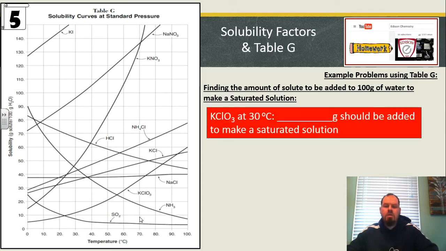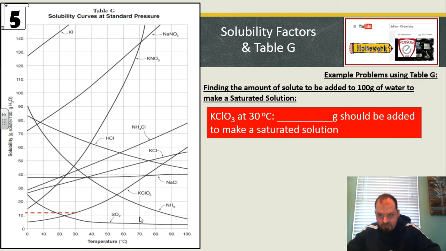Next one, KClO3, potassium chlorate, right, at 30 degrees. So I'm going to run 30 degrees up till I hit that line and stop, and then read how many grams. And reading that is about 11 grams. 11 grams should be added to make this solution.